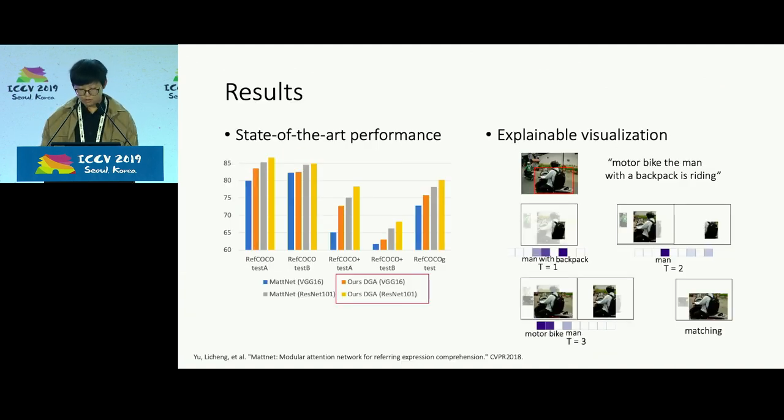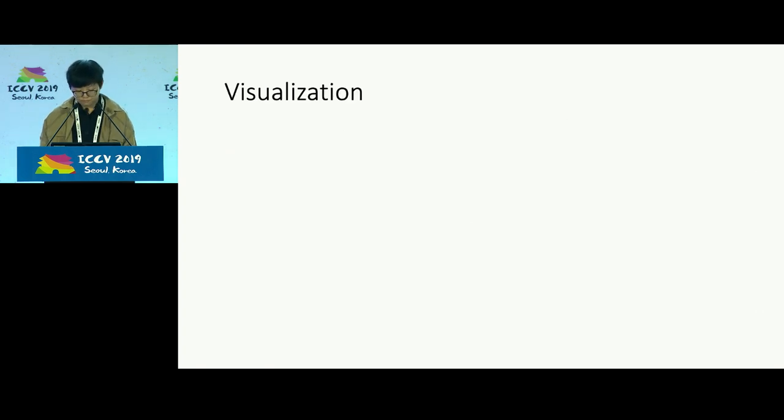The experimental results demonstrate that our dynamic graph attention can not only significantly surpass all existing state-of-the-art algorithms across the three common benchmark datasets, but also generate interpretable visual evidence for stepwise locating the objects referred to in the complex language description. Here are the examples to show how our dynamic graph attention works.